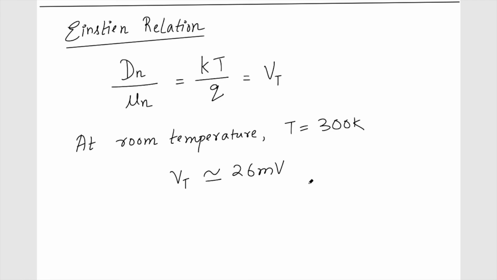Okay, in the next class, we will discuss what happens when the P and N, these two semiconductors, are combined together, and we will discuss the p-n junctions and the p-n junction diodes.